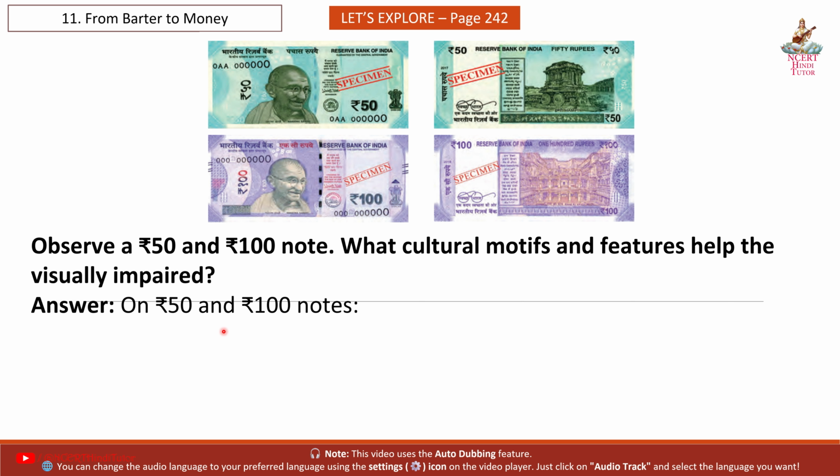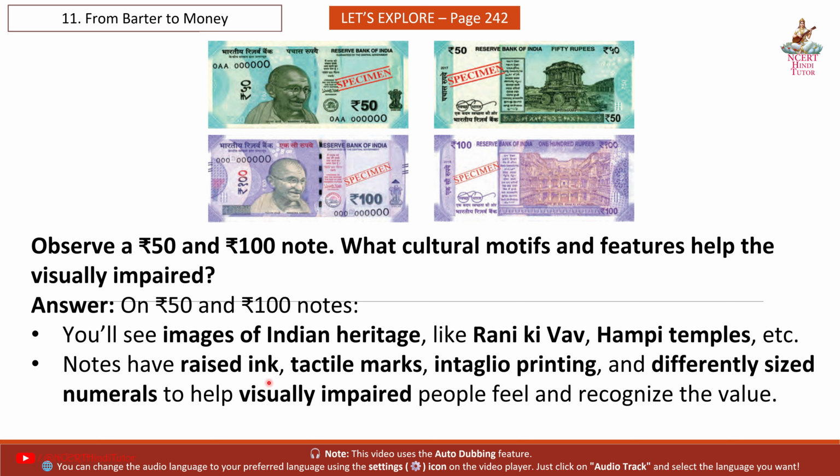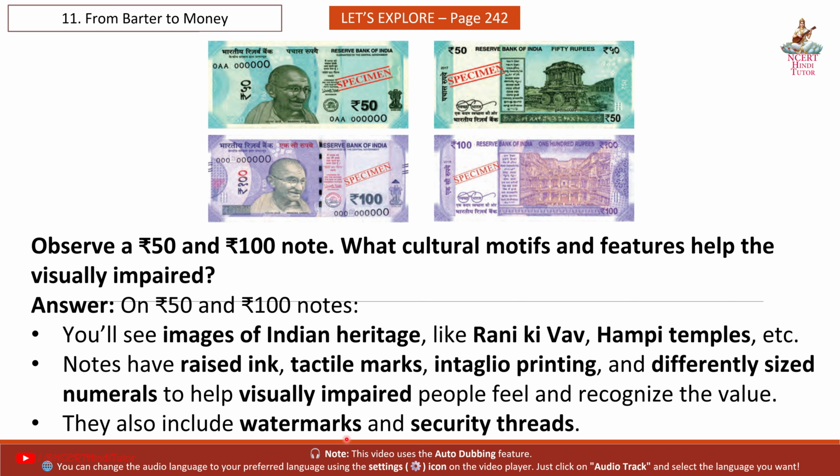On rupees 50 and rupees 100 notes, you will see images of Indian heritage like Rani Ki Vav, Hampi temples, etc. Notes have raised ink, tactile marks, intaglio printing, and differently sized numerals to help visually impaired people feel and recognize the value. They also include watermarks and security threads.